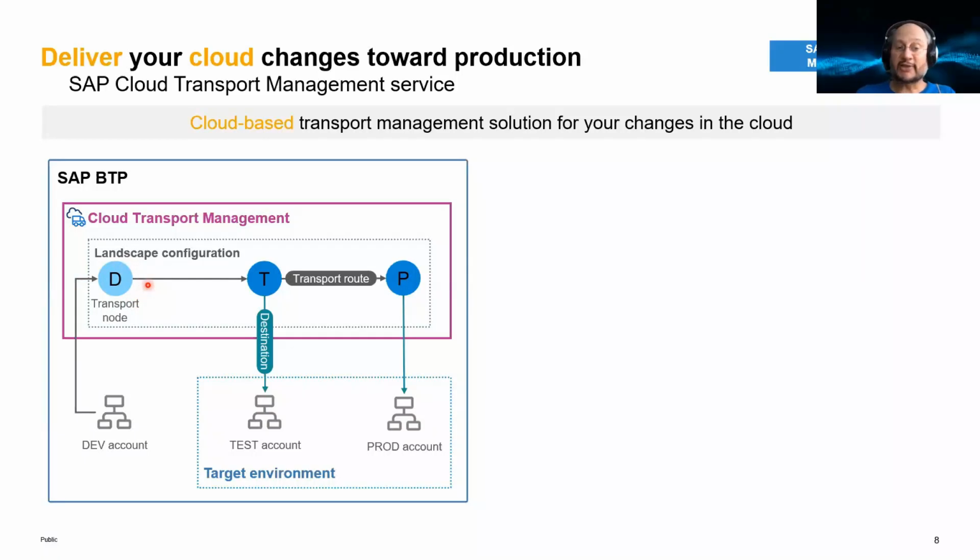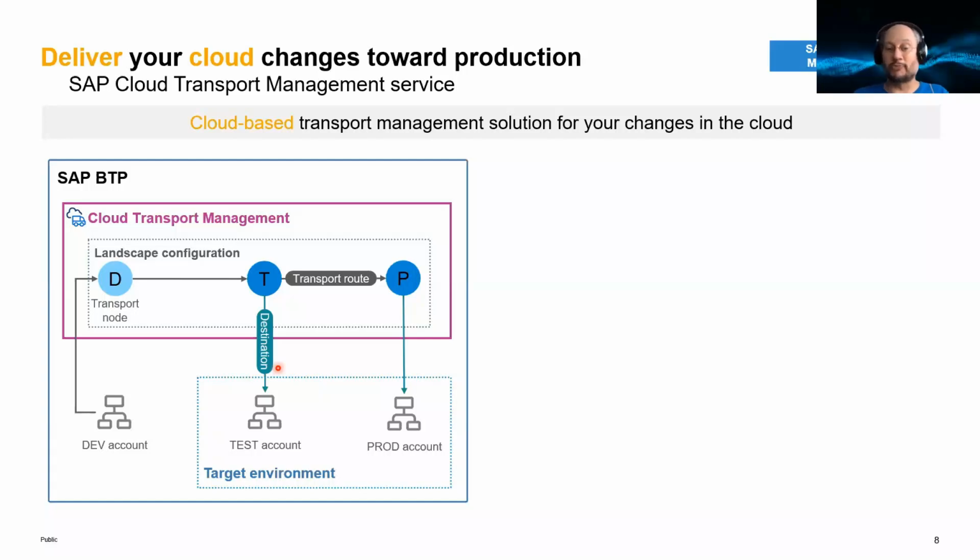Then you connect these transport nodes by transport routes. These routes show the direction in which the transport requests are flowing. And if you have transport nodes which are used for deploying content, then you need a destination, which points to the specific sub-account to which the content should be pushed. So this is more or less the basic idea of setting up your landscape, and you can set up more than one landscape, of course, inside Cloud Transport Management, depending on your different use cases.